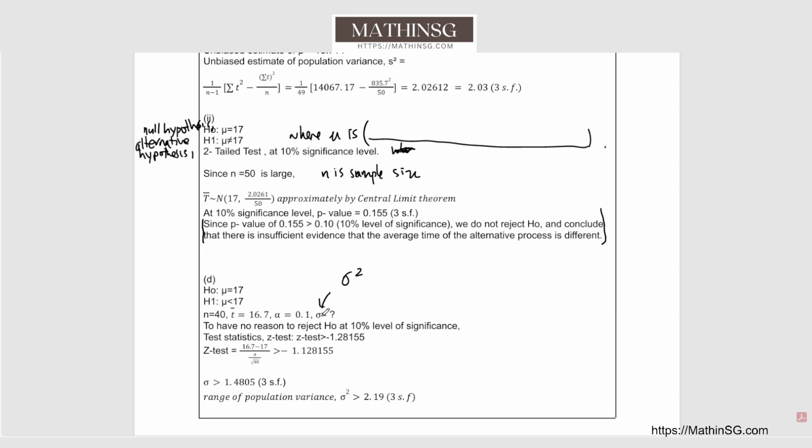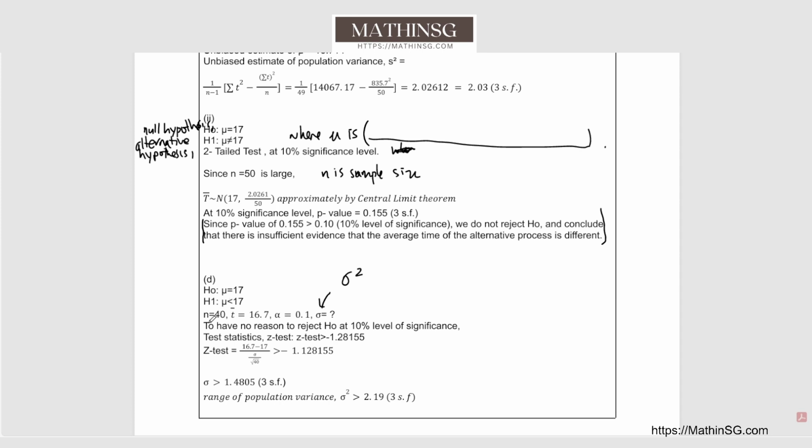We do not have this, right? So whenever you do not have sigma, for the hypothesis testing, it means that you need to compare your z-test versus the critical region. If you have all of t bar, n, and mu for your hypothesis testing, then you will do the p-value method, because this is more straightforward. All right.